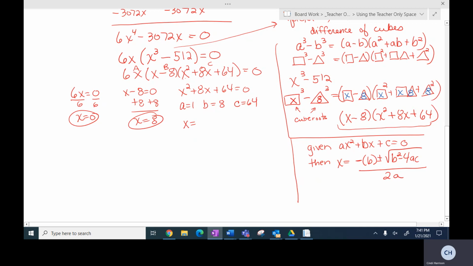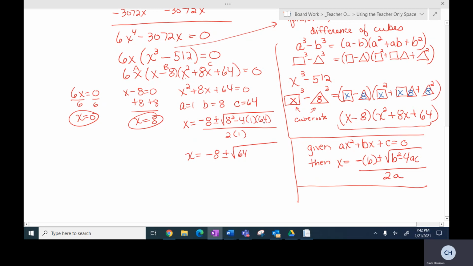All right, another formula that you'll need to learn. Okay, so x equals the opposite of b plus or minus the square root of b squared minus 4ac, all divided by 2a. So x equals negative 8 plus or minus the square root. 8 squared is 64.